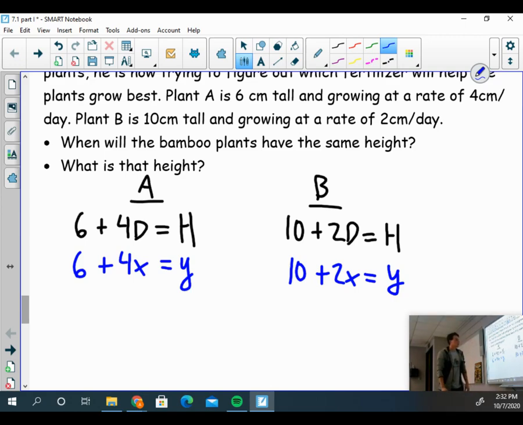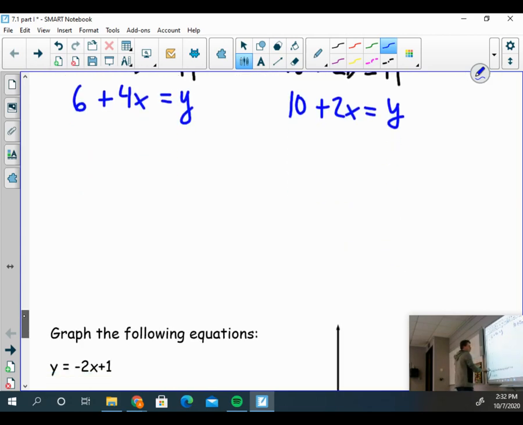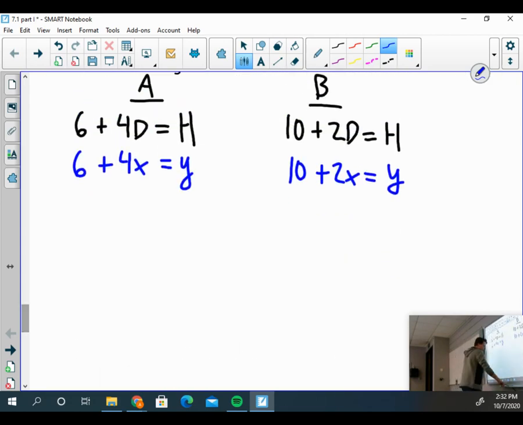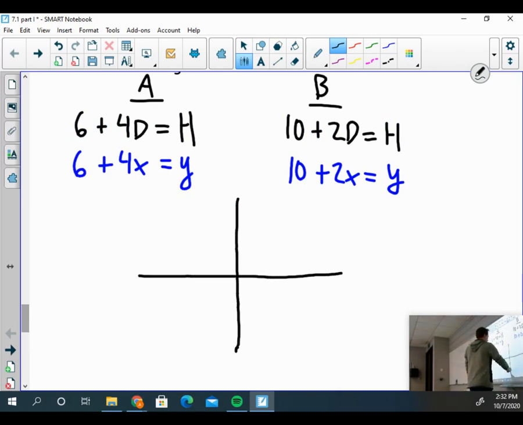Okay? So why am I going to graph these? What's the point? I set up my equations. Well, we want to know when they're going to have the same height, AKA when the lines intersect. We're looking for the solution, and we know that if we graph our equations, we can find the solution.